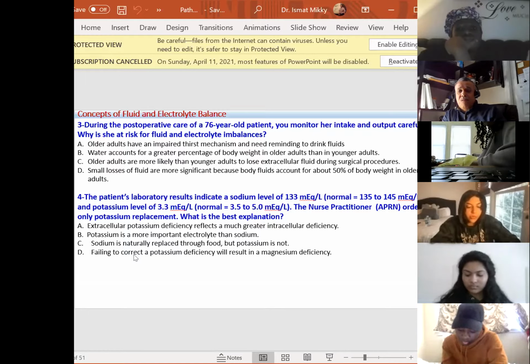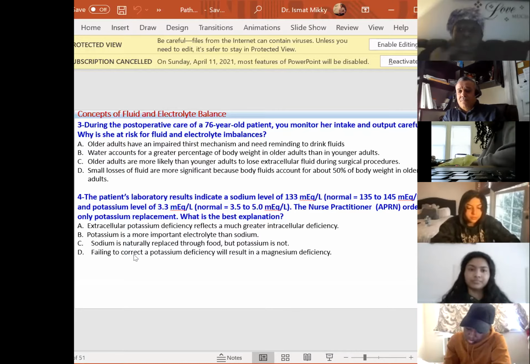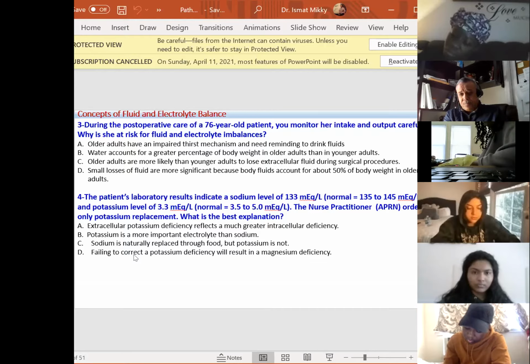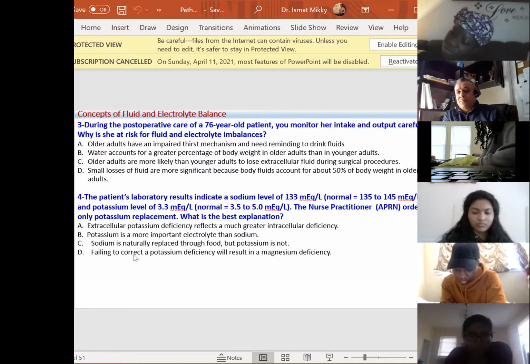Number 4. The patient's laboratory results indicate a sodium level of 133 mEq/L, and a potassium level of 3.3. The nurse practitioner orders only potassium replacement. What is the best explanation?